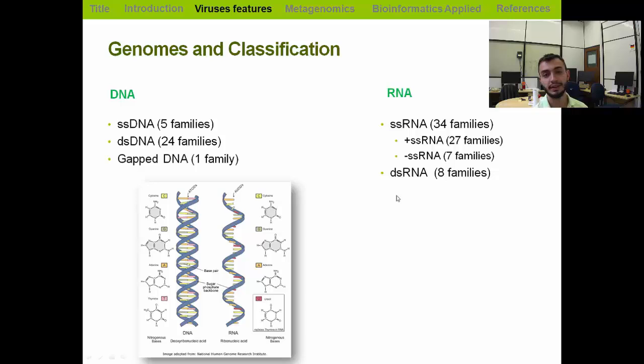And then if their genome is RNA, it can be single strand. There are 34 families. This single strand of RNA can be plus or minus strand. Plus means that the orientation of this RNA molecule is the same as the mRNA, rather than its complement. So if it's the same, it's plus RNA. And they can be double-strand RNA. There are 8 families with that kind of genome.